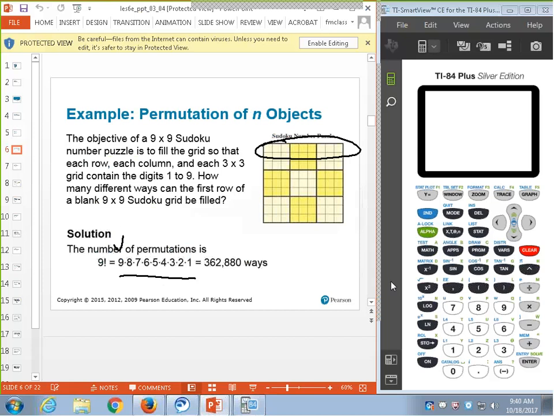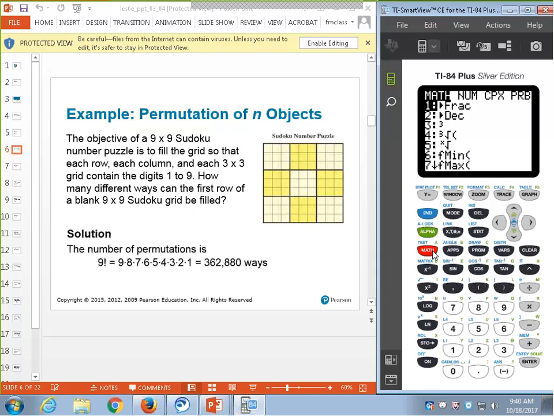So on the calculator, you would just do what? 9, math over to probability. Number 4 is factorial. And there's your 362,880. You got it?